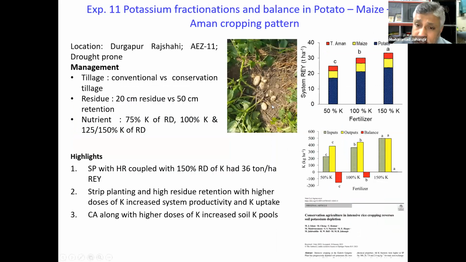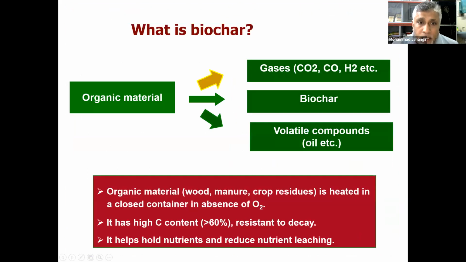Here, a surprising result: without tillage, we can produce more potato than the tillage system in soil. This is one example of producing potato without tillage. We have this data in Nutrient Cycling in Agroecosystems. We recently published it. And then I mentioned the biochar.